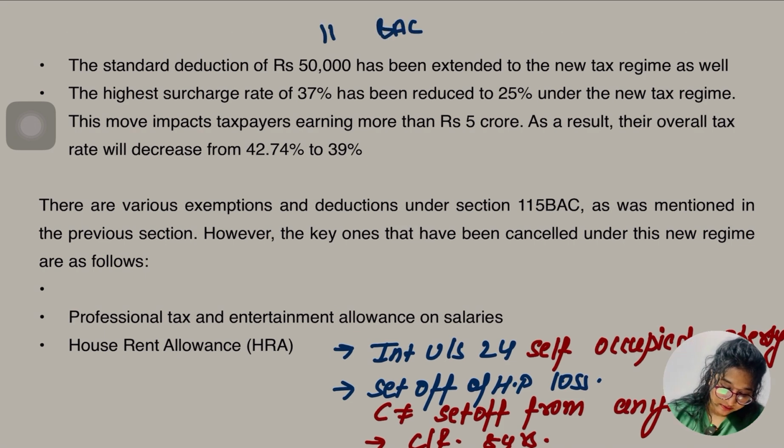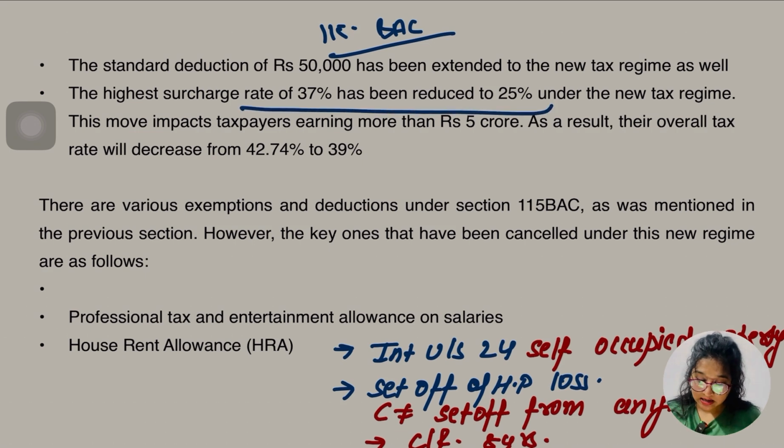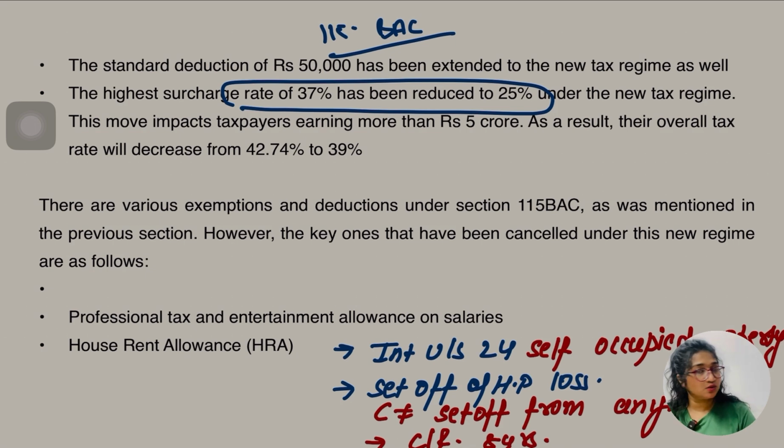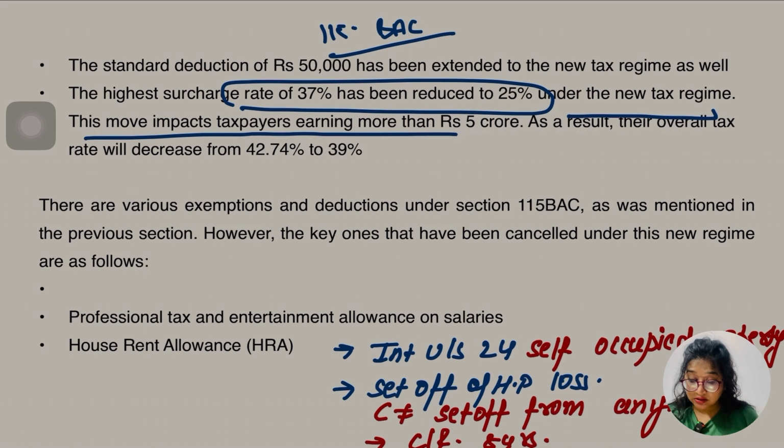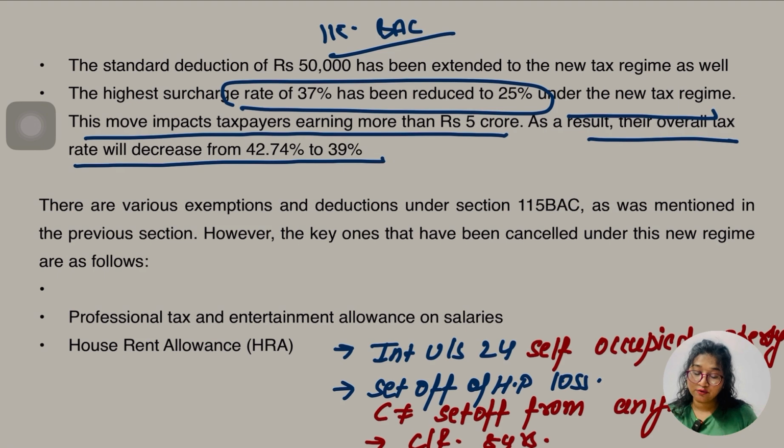Section 115BAC. The standard deduction of 50,000 has been extended to the new tax regime as well. Yes, as I told you, this part is also available as a deduction, standard deduction of 50,000. The highest surcharge of 37% has been reduced to 25%. Earlier in old tax regime the highest surcharge was 37%. In this case 25% is the highest, okay. Under the new tax regime, the move impacts taxpayers earning more than 5 crore. As a result, their overall tax rate will decrease from 42.74% to 39%.